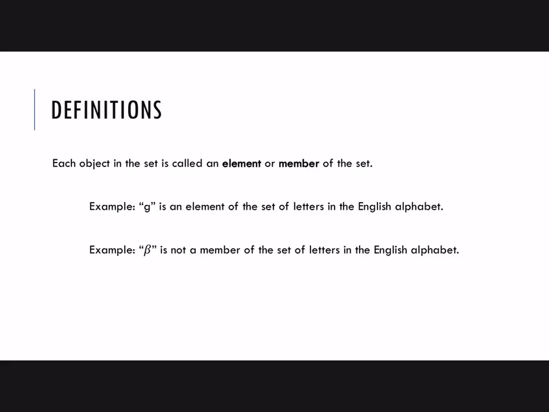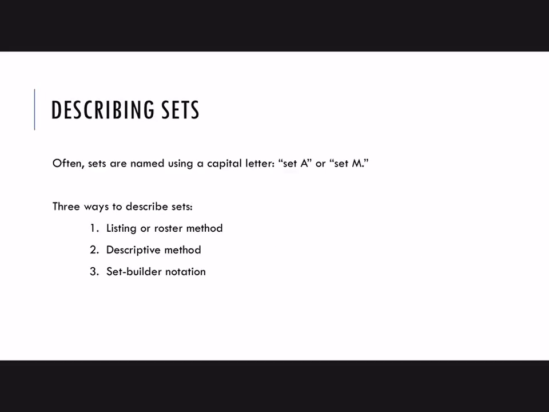Each object in the set is called an element or a member of the set. So for example, G is an element of the set of letters in the English alphabet, and beta is not a member of the set of letters in the English alphabet. There are three ways to describe sets, and we'll talk about these more in detail: the listing or roster method, the descriptive method, and the set builder notation. Another thing to know is that sets are often named with a capital letter, so we could talk about set A or set M, and another common one is set S, S for set.